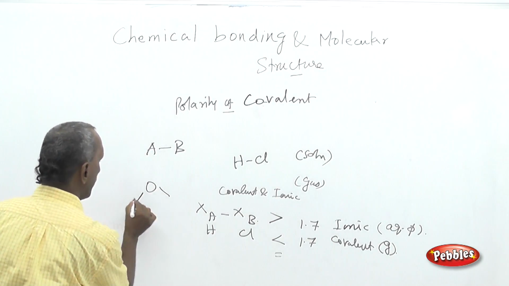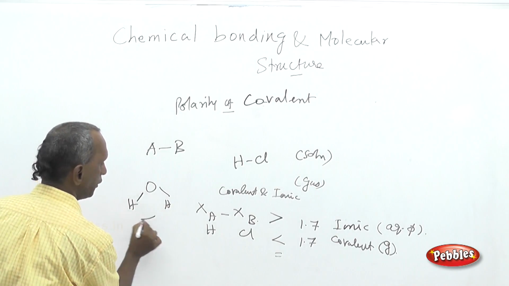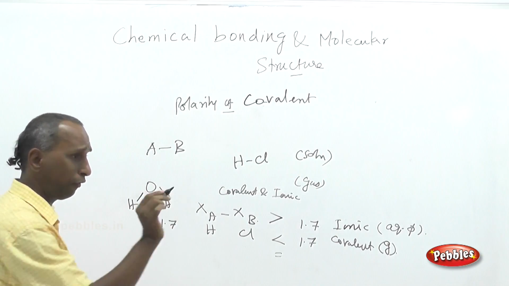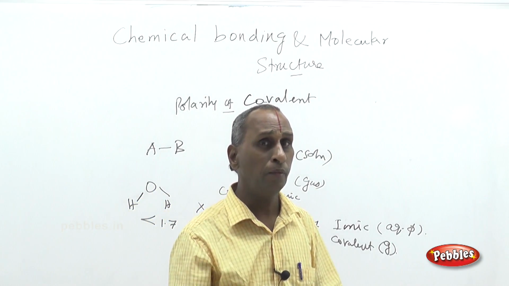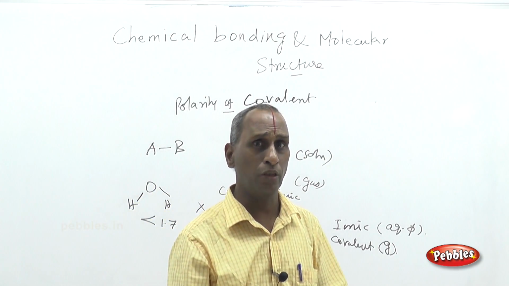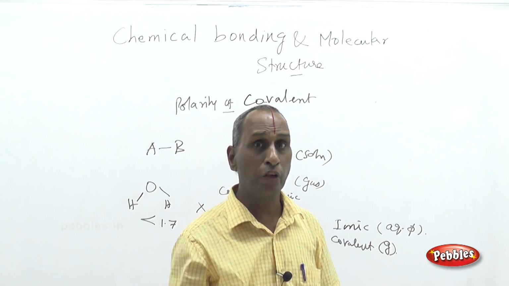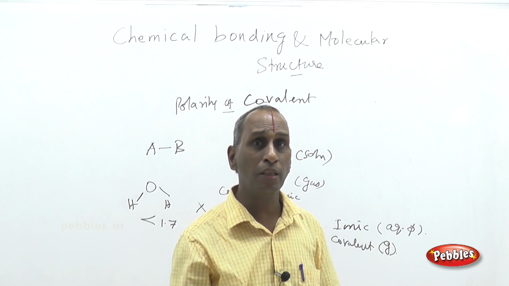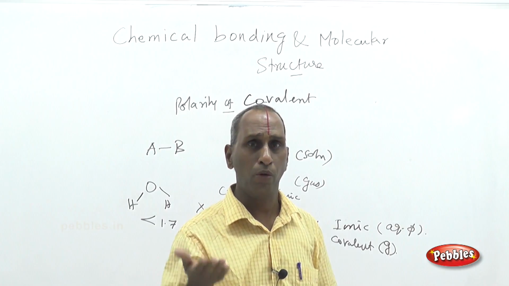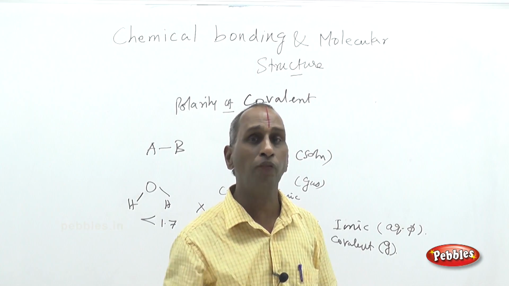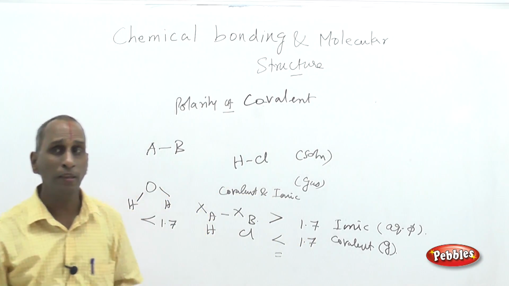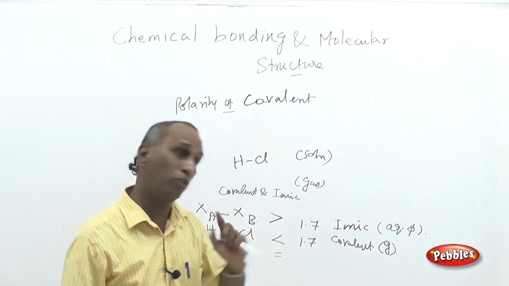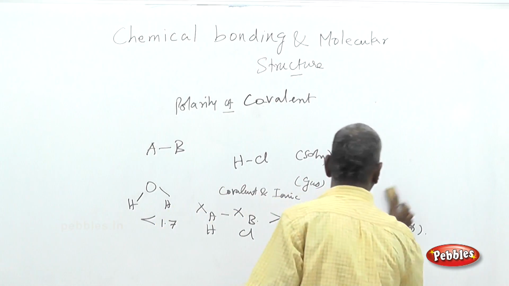In the case of water, it is always less than 1.7. There is no question of gas phase: whether H2O is in the solid, liquid or gaseous state. In the solid state it is called ice, in the liquid state water, and in the gaseous state steam. In none of the cases is the difference in electronegativity more than 1.7. It is always less than 1.7, so it is always covalent.